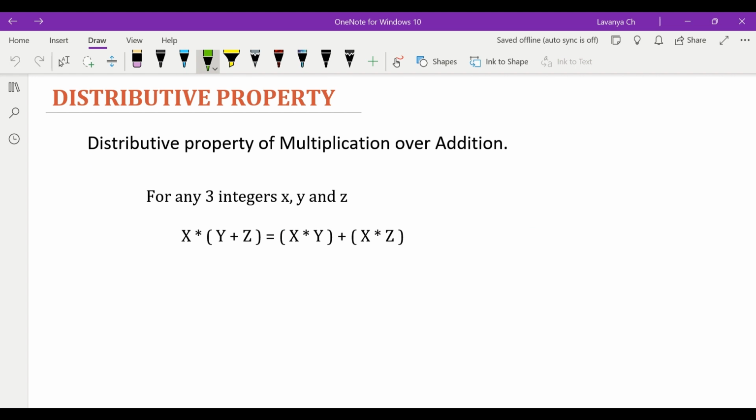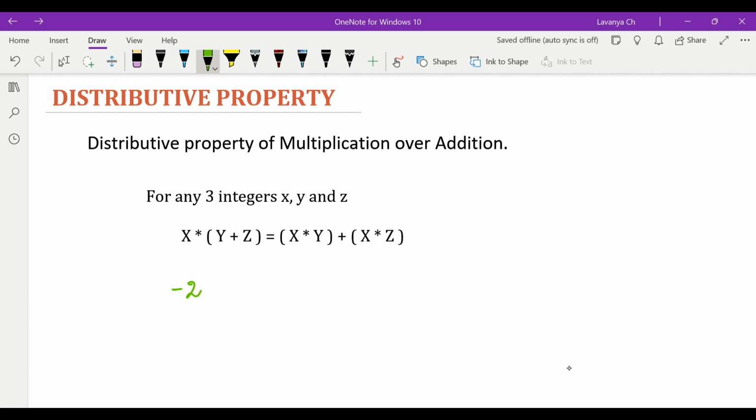In distributive property also we have two different things. One is distributive property of multiplication over addition and the other is distributive property of multiplication over subtraction. First is for addition. If we take any three integers x, y, z, we can say that x into y plus z is equal to x into y plus x into z. Consider any three different values and check this.